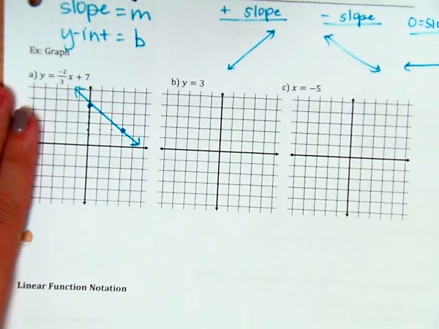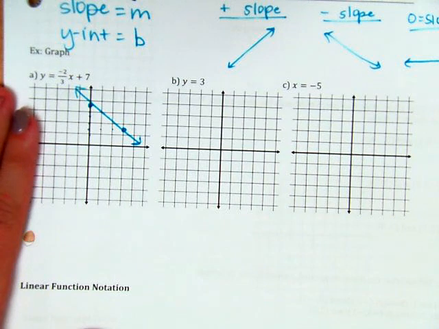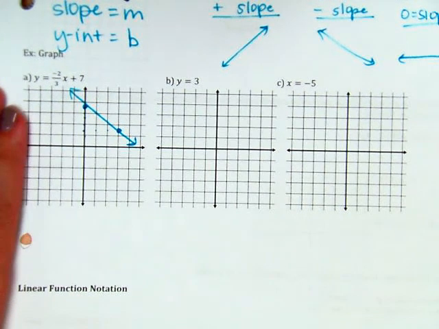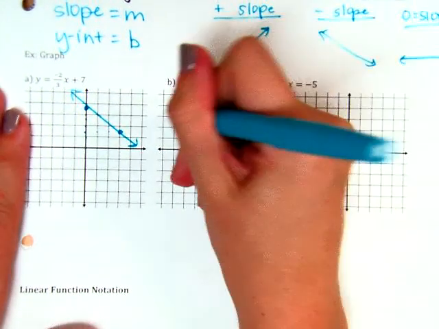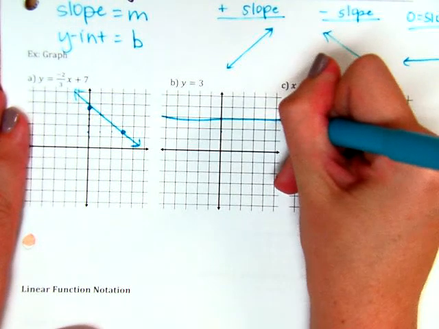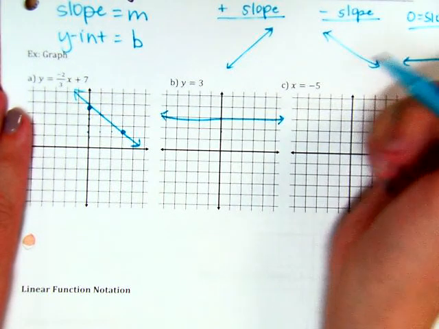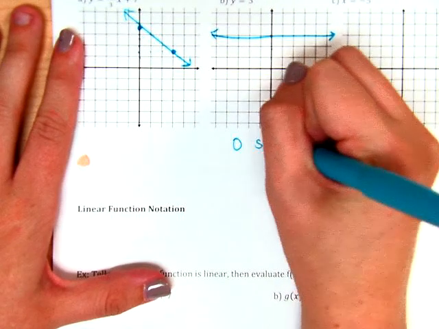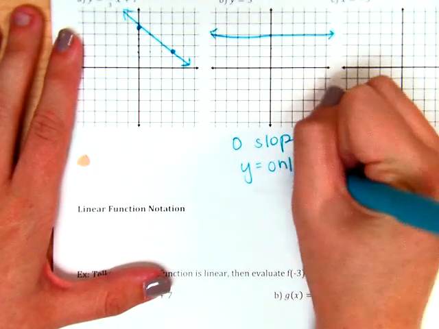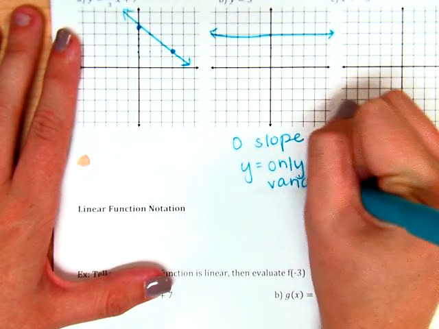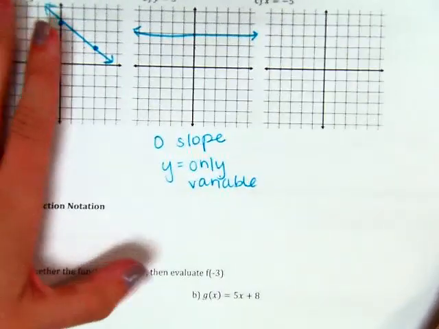Second one, y equals 3. So what's happening here? Y equals, where's my x? When there's no x, that's a 0 slope. So I'm just going up at 1, 2, 3 on the y and going straight across. Straight across. This is when I have 0 slope and y is my only variable.